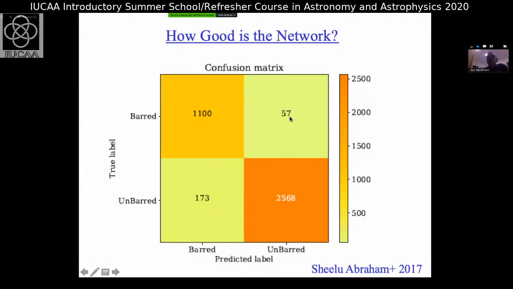And here you have unbarred galaxies classified as barred, which are called false positives. And then here you have unbarred galaxies classified as unbarred, which are the true negatives. So the idea would be to decrease the false positives as much as possible. Because if you don't do that, then I go and tell somebody that, look, I got 1,157 barred galaxies, but there will be a contamination of about 5%. Okay, because 11 galaxies is 1%, so 50 is about 5%.